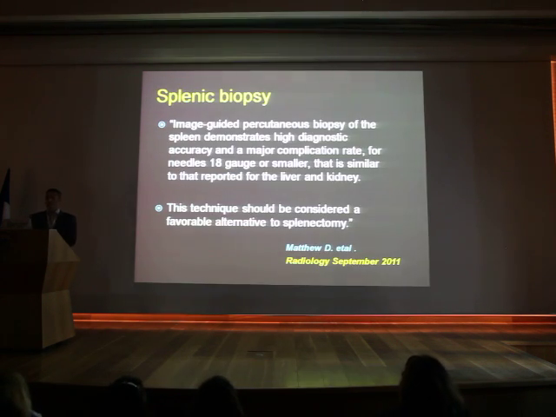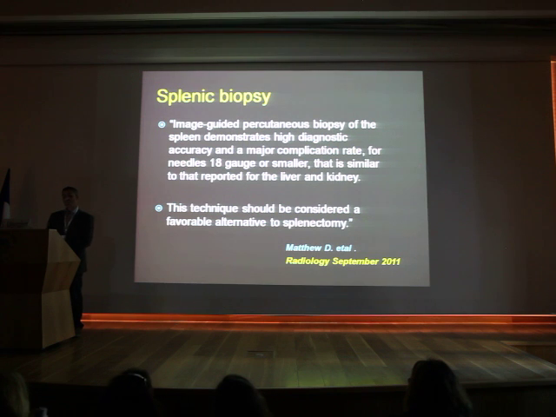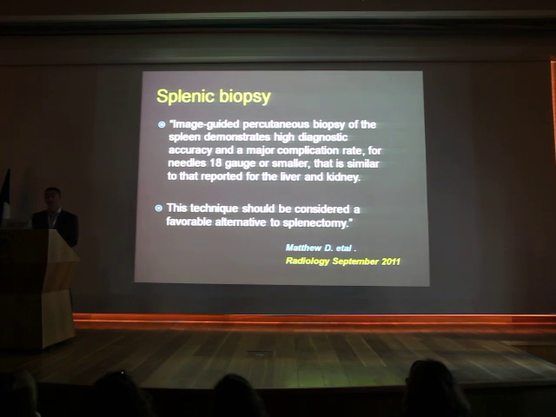And just regarding splenic biopsy, because I do know that some people feel reluctant to do that because of the fear of bleeding, this is a meta-analysis of 311, not patients, but articles. And there are thousands of patients over here, and they concluded that image-guided percutaneous biopsy of the spleen demonstrates high diagnostic accuracy, and the major complication rate for needles 18 gauge or smaller is similar to that reported for the liver and kidney. And the technique should be considered as a favorable alternative to splenectomy.